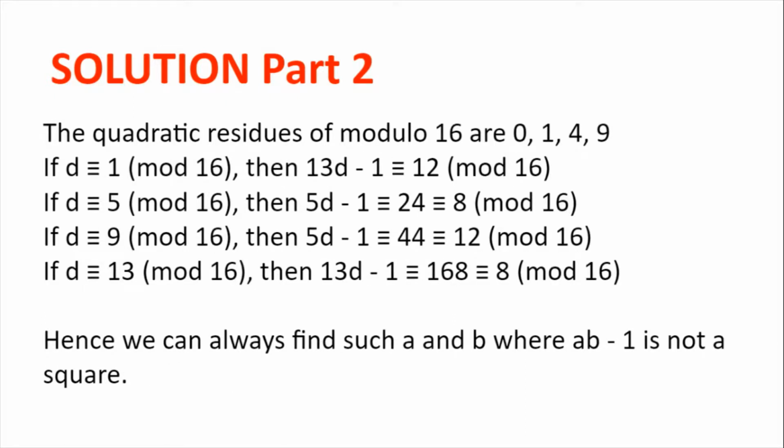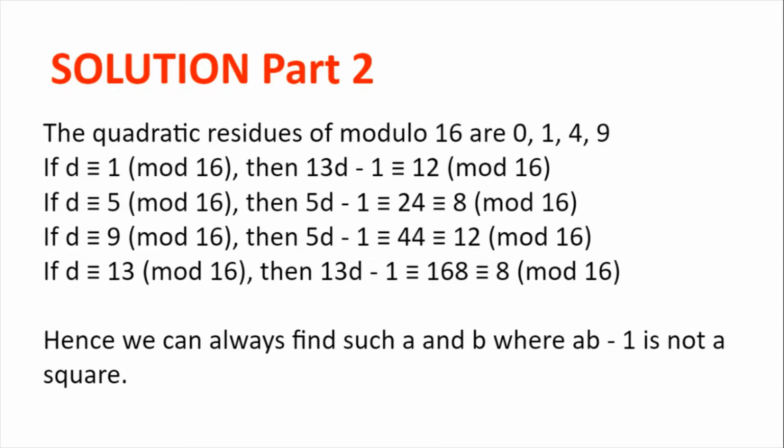Now, as previously, the quadratic residues of modulo 16 are 0, 1, 4, and 9. So when a square is divided by 16, it must leave remainders 0, 1, 4, or 9. If a number leaves another remainder when divided by 16, it's not a square.